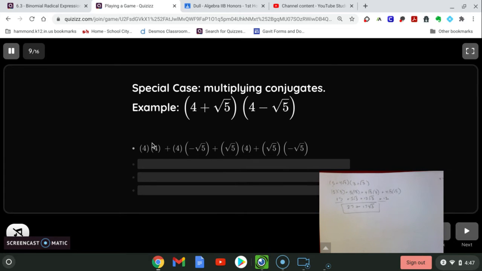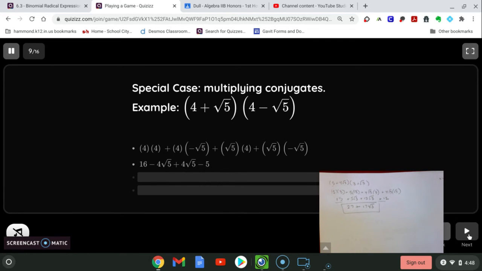So 4 times 4, 4 times negative square root 5, square root 5 times 4, and then square root 5 times negative square root 5. When we simplify those, we get 4 times 4 is 16, negative 4 times square root 5, and positive 4 times square root 5. And then here's that case again. Square root 5 times square root 5 is just 5. In this case, negative.